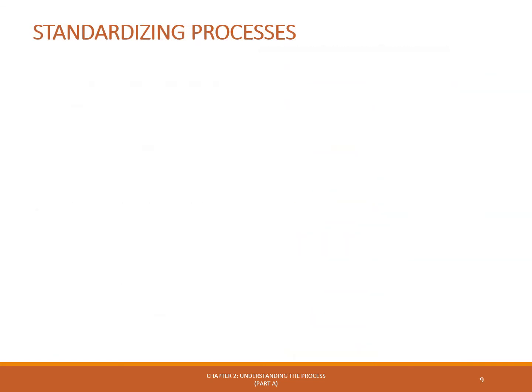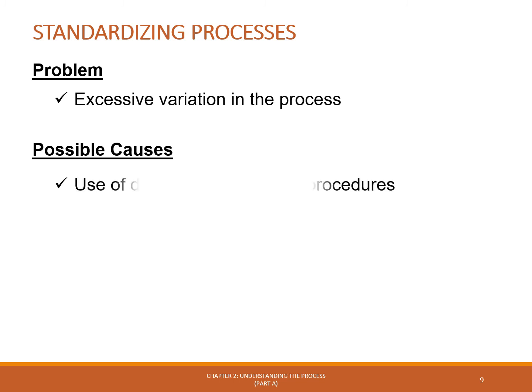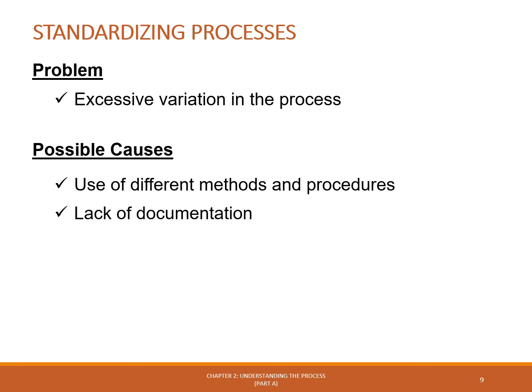The next step down the line regards the standardization of the process. A common problem found in most of the processes that need improvement is the excessive variation in its final outcomes. And we all can imagine that variations out of control can lead to serious quality issues. For possible causes of variation in the process, we have, for example, the use of different methods and procedures by those working in the process, the lack of proper documentation of the process, and inadequate training and inadequate supervision of the process.